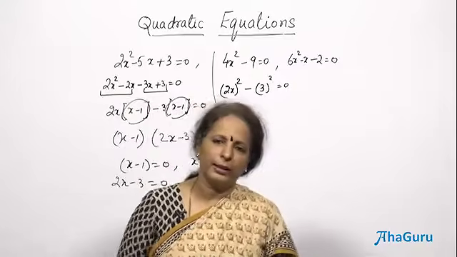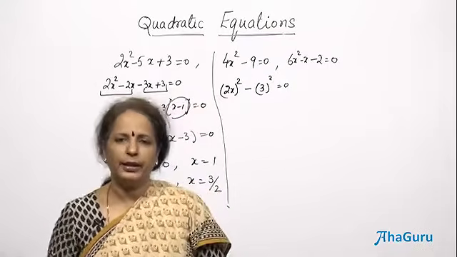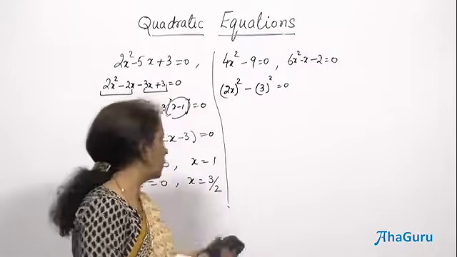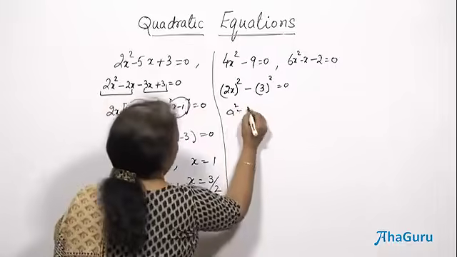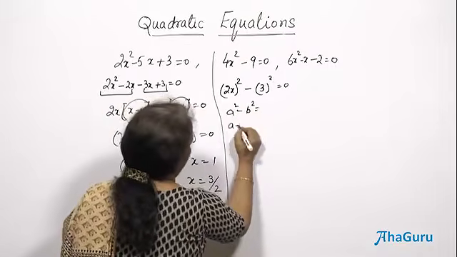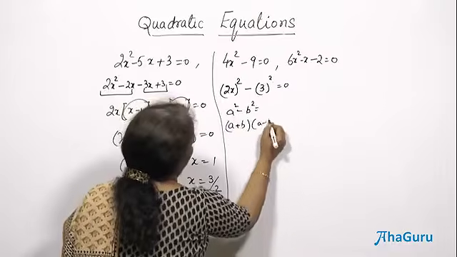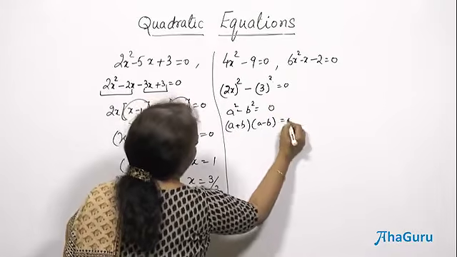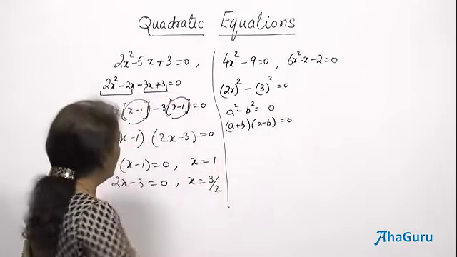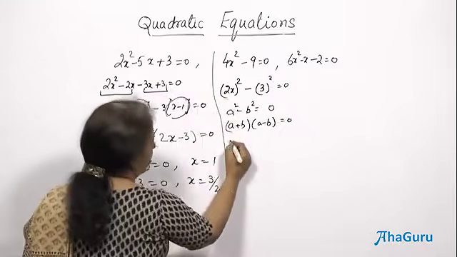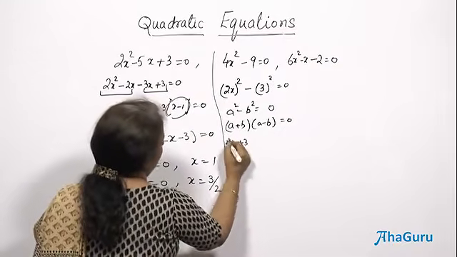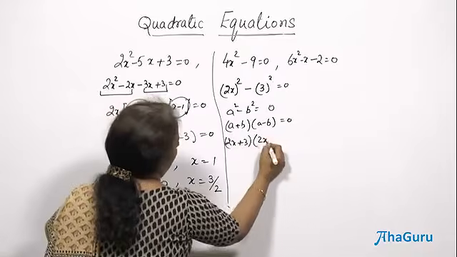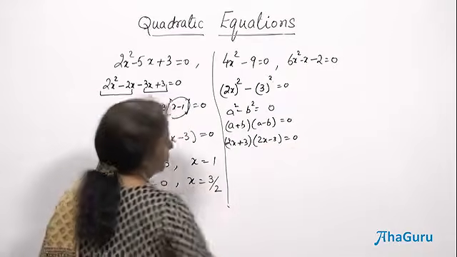So, how do you factorize a square minus b square? What is the identity? A plus b, a minus b. So, this is nothing but a square minus b square, which is a plus b into a minus b. Here on the right side, it is continuously 0 only. So, what is a here? 2x, b is 3. So, 2x plus 3, 2x minus 3 is equal to 0.